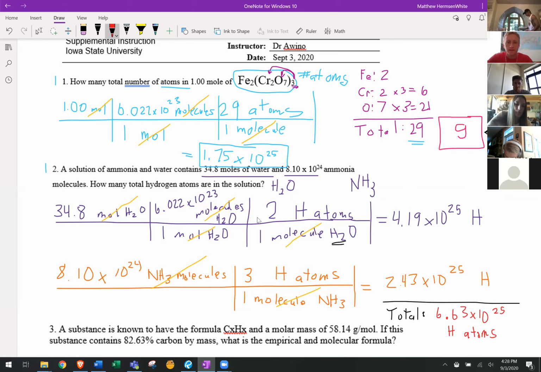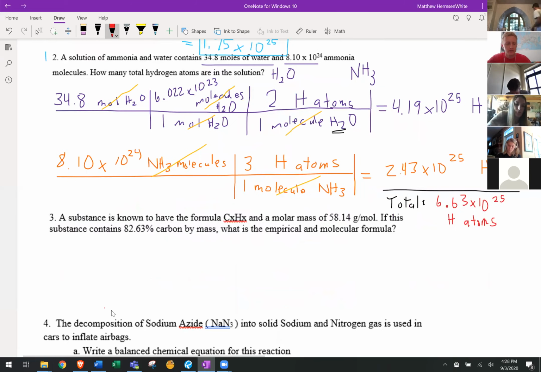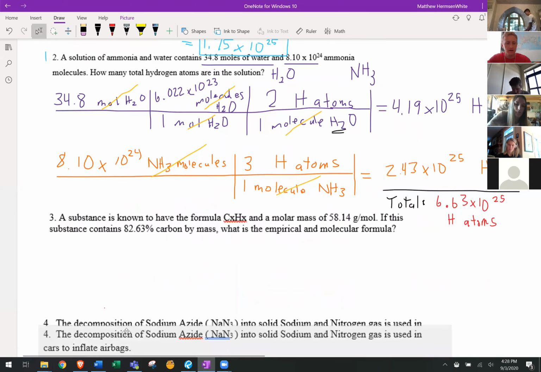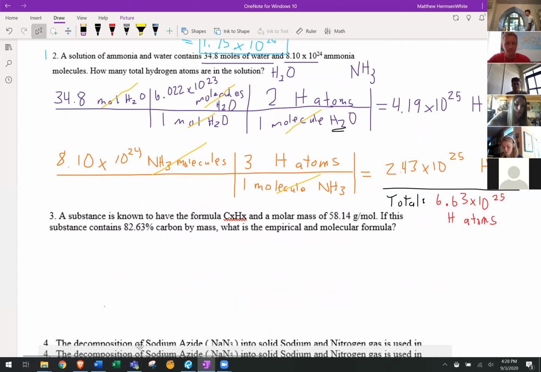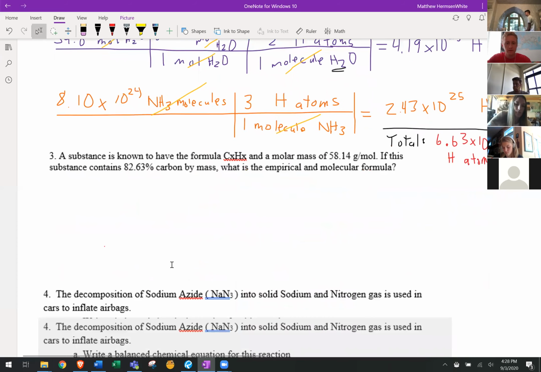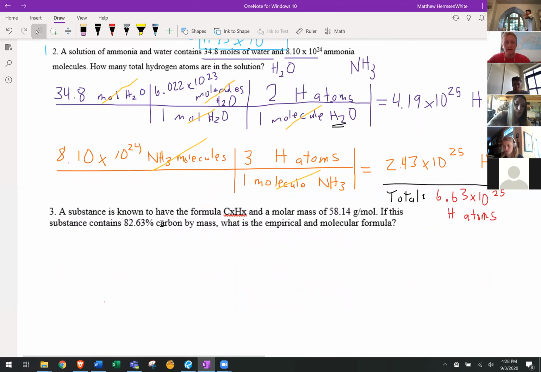Okay, so I'll try to leave this work up when we look at number 3 here. We did one like number 3 yesterday, so why don't I give you a couple minutes to try to see if you can work this out on your own, and then we'll come back together in a few minutes.